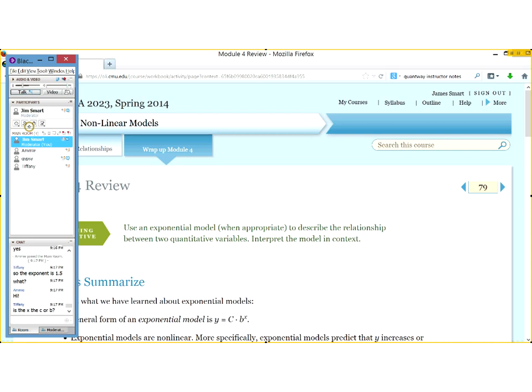I don't know what you're asking. Is the X the C or the B? C and B are the numbers that your calculator gives you when you do the exponential regression, the stat, calc, and number 0. X is a variable, so X is going to change depending on what you plug in. So if it says use something as an input, X is the input, and Y is the output.